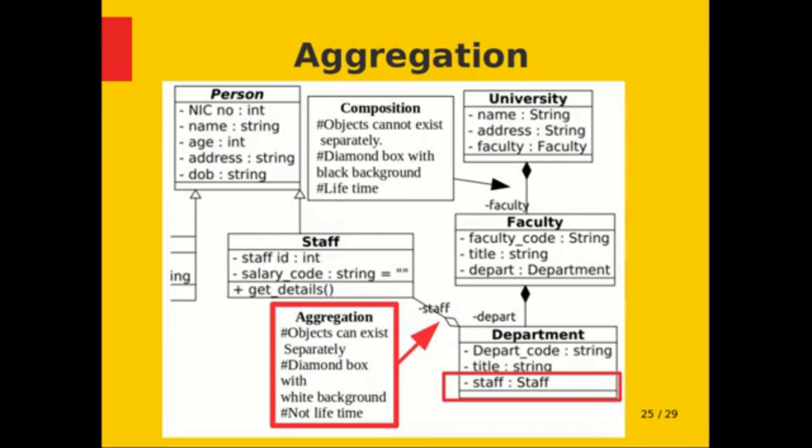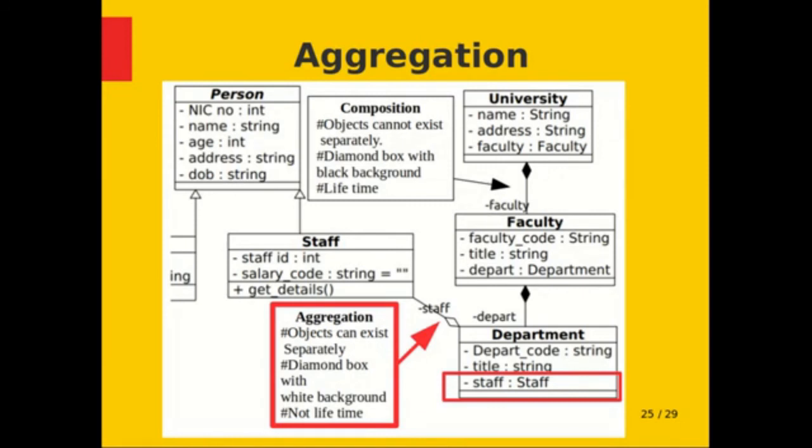Aggregation. This picture has two objects, department and staff. Staff work for a department. A department has one or more staff. Therefore, a department has a list of its staff. A staff person can leave the department. But both department and staff can exist separately. Therefore, this relationship is a weak relationship.